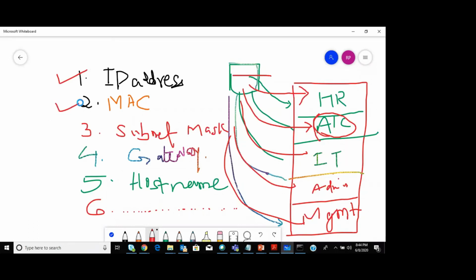Okay, so IP address clear, MAC address clear, and subnet mask is clear or not? How many classes do we have? How many IP classes do we have?